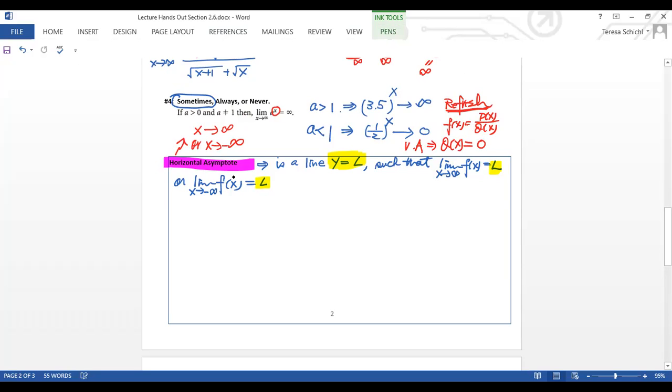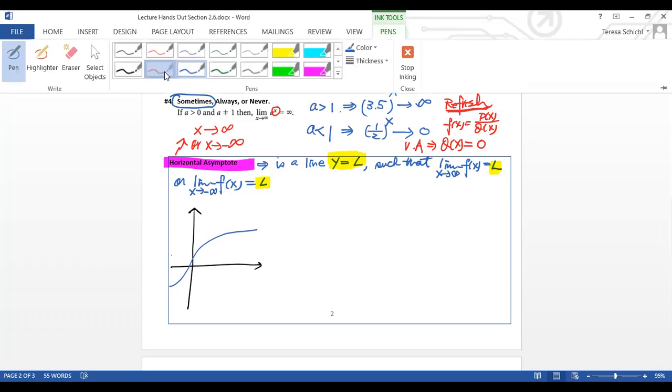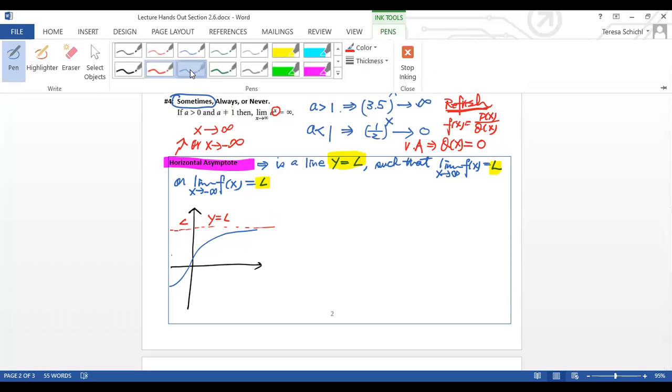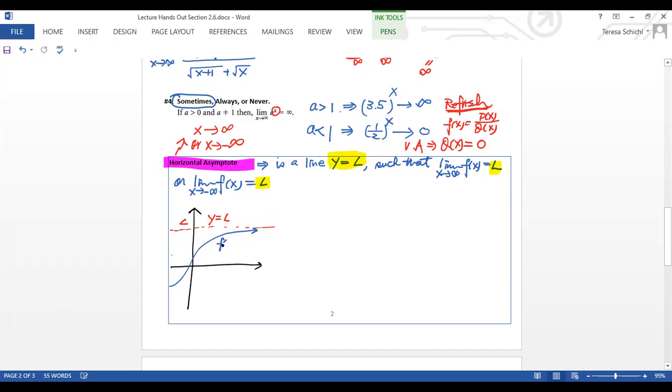You can have several different situations here. Let me show you the graph. I always like to use the graph, and maybe it is easier for you to see, right? So the first situation here: this is my line, y equal to L. This is the horizontal asymptote, because when x goes to infinity, this curve gets closer and closer to that line.